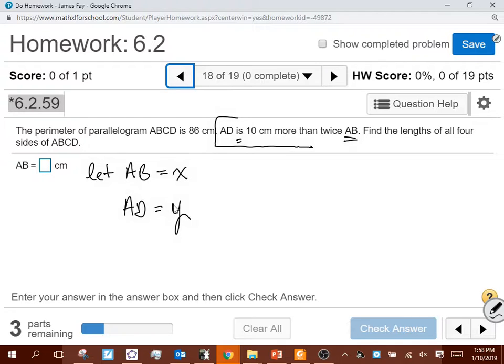So what should I let it be? 2x plus 10. Is that what you're going to say? 2x plus 10. That's 10 more, so plus 10 of twice x. Well, twice x. X was AB, right? So twice AB. And now do you see how that allows me to kind of maybe work through this problem a little bit better than letting that be y? Okay. So now when it says the perimeter is what?